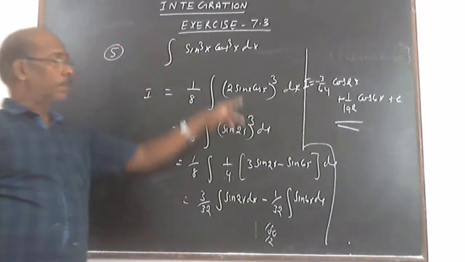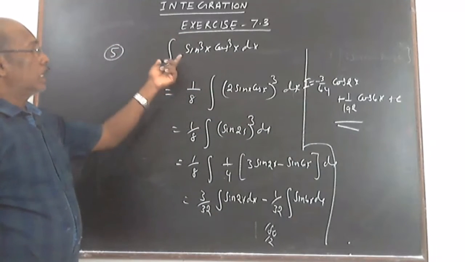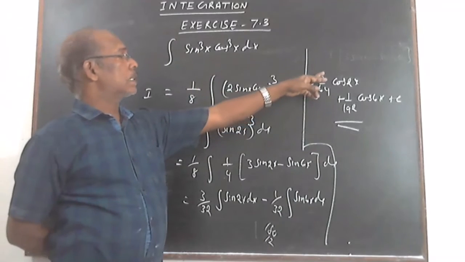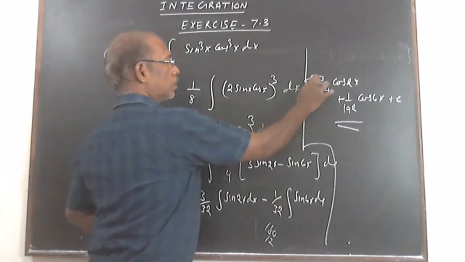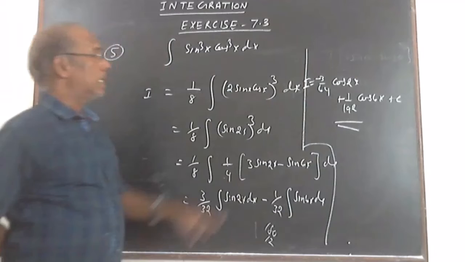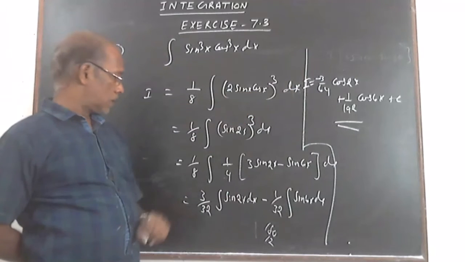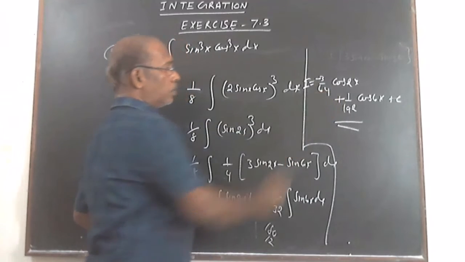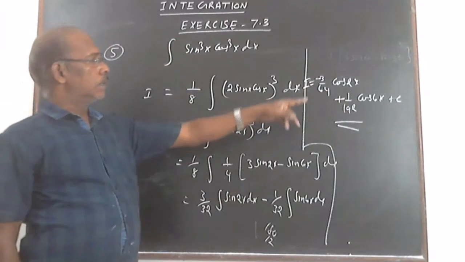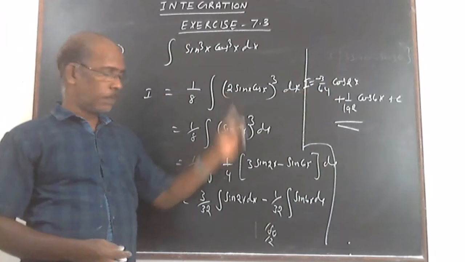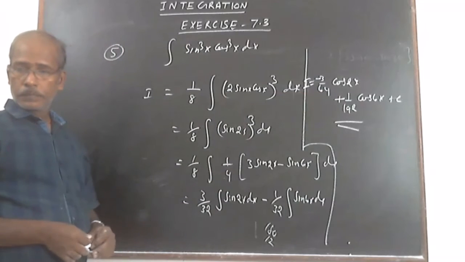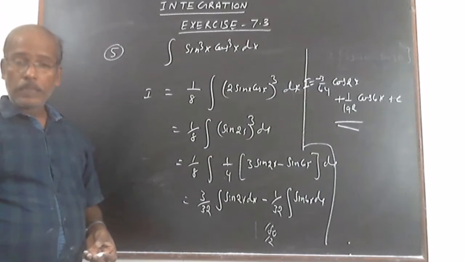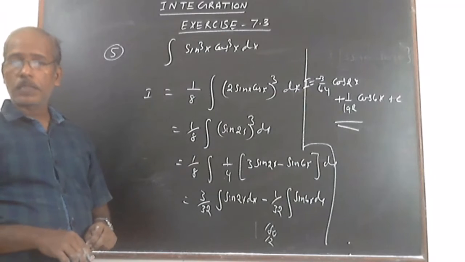Copy it. What is the integral of this? I equals minus 3 by 64 cos 2x plus 1 over 192 cos 6x with the integral constant. It's copied. Now we'll discuss question number 6.